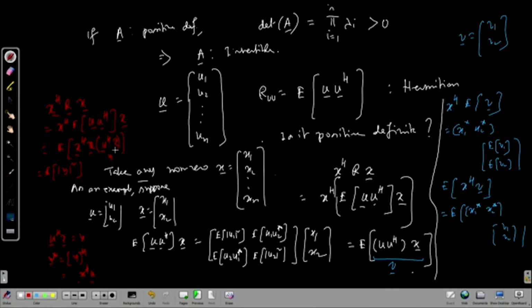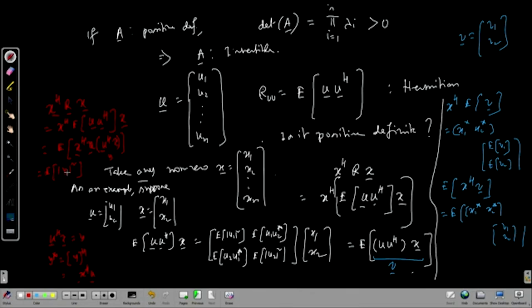So U Hermitian X, I call Y, is a scalar, because row vector into column vector. So this is Y star, so E of mod Y square. One thing you can see, Y is a random variable, because even if X is a deterministic, non-random vector, elements of U are random. So U Hermitian X will be a scalar like U1 star x1 plus U2 star x2 plus U3 star x3 and so on. All of U1, U2, U3 are random, so this entire thing is random and its conjugate is also random. So mod Y square is random, because Y is random.